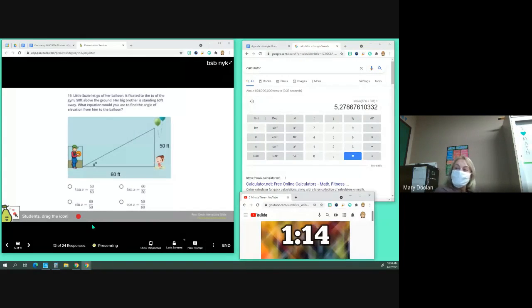We're up to 11, 12 responses. I have half of you that have responded. This is a right triangle, because those balloons are floating straight up vertically, perpendicular to the ground. So those two dimensions, 50 and 60, what do they represent in a right triangle? And which trigonometric function goes with those two side lengths of a right triangle? 13 responses. Got one more.